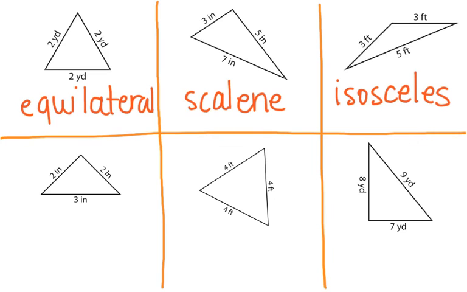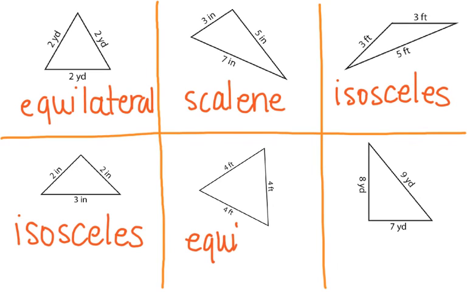Okay, and the next one I see, again, two that are the same. I have 2 inches on both of these sides and one that's different, 3 inches. So that again would be isosceles. Our next triangle here has side lengths of 4 feet, 4 feet, and 4 feet. All of them are the same, they're equal. So this would be an equilateral triangle.